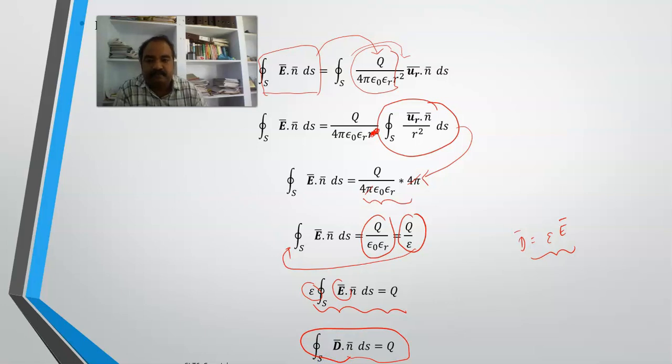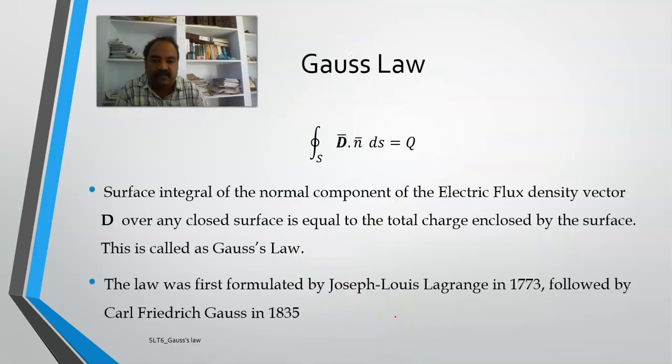The surface integral of the electric flux density vector normal to its surface is equal to the charge enclosed by the surface itself. That is what Gauss law is. This law was first formulated by Lagrange and later followed by Carl Friedrich Gauss in the year 1835. So it is very long back, nearly 200 years.